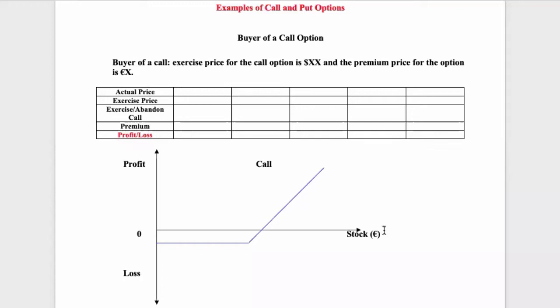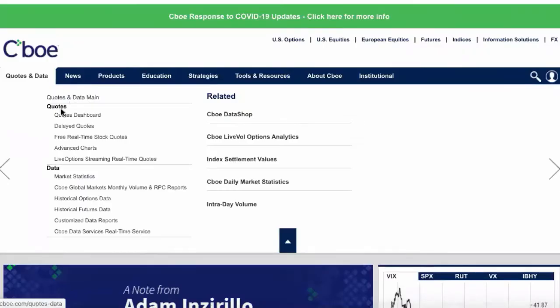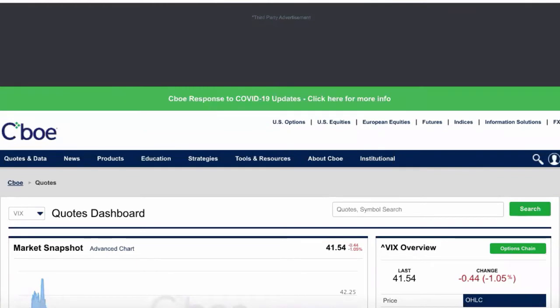So that's kind of what we're going to look at here. Let's look at a real life example then. Let's go into the Chicago board. Under quotes, go to quotes dashboard. So I don't want to choose a particular stock. I'd rather if anyone here wants to suggest to me what stock we should use as an example.